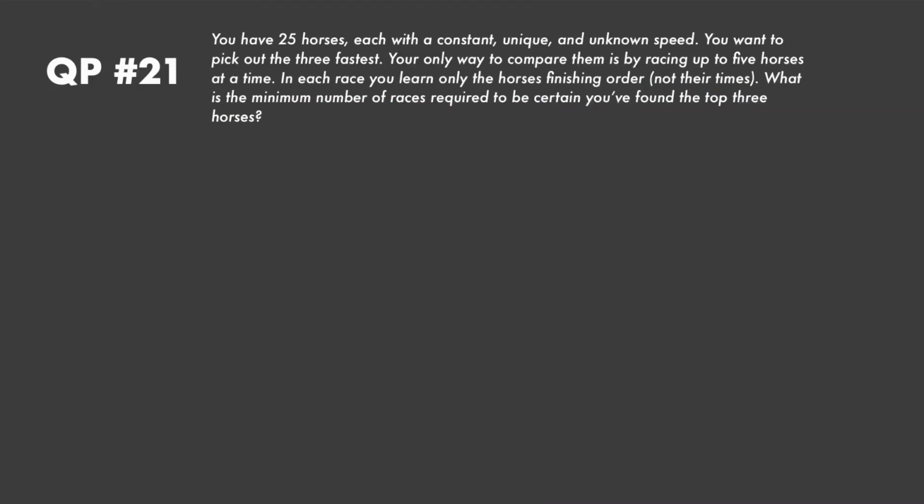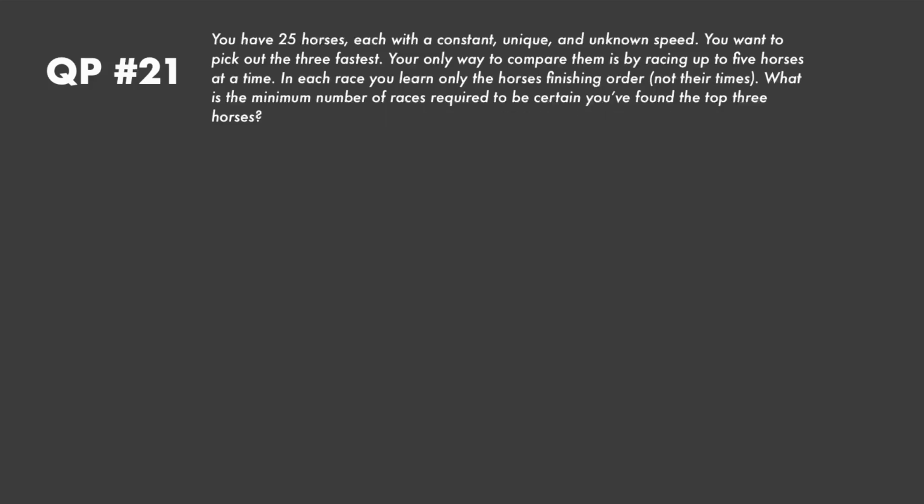Some key things to note here: it says that they have constant speed, and that just means the horse is going to run the same speed no matter what. So there's objectively a fastest horse every time, and there's no variance coming into play, right? The fastest horse will always win the race. And they're unique, so that means no ties, and they have an unknown speed, which is what we are trying to figure out, or not the speed, but the relative speed with the other horses. And so we want to find the minimum number of races to be certain we found the top 3.